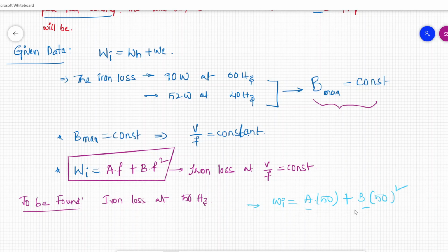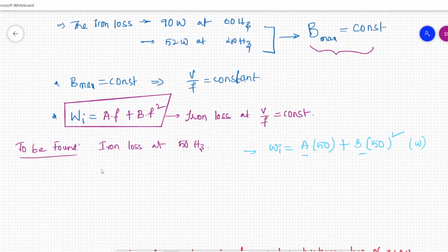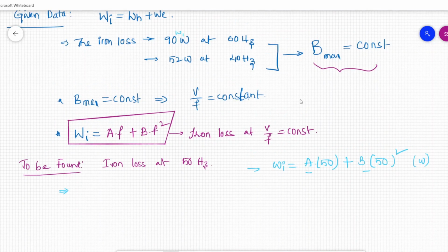But we don't know A and B values. If we can find A and B values, we can substitute them here so that we can find the answer. So how can we find these A and B values? Let us take the reference of the given data. Let us take iron loss 1 as WI1 at frequency F1, and WI2 at frequency F2. So here WI1 equals A into F1 plus B into F1 square, right?